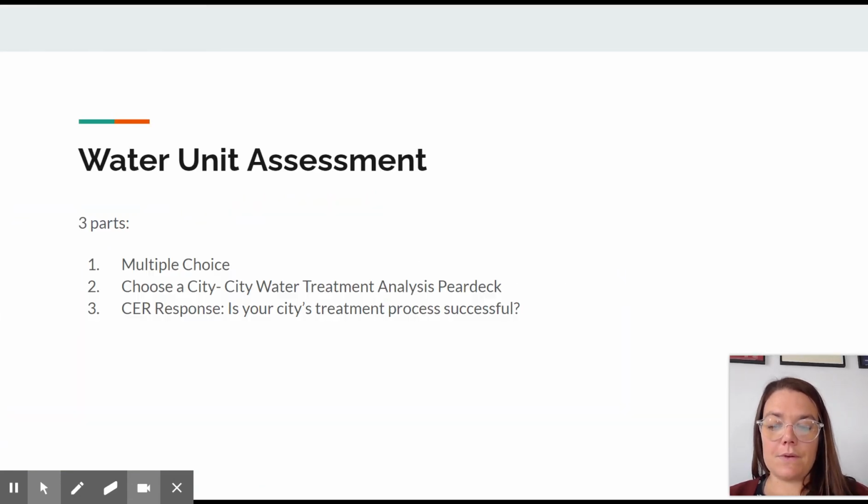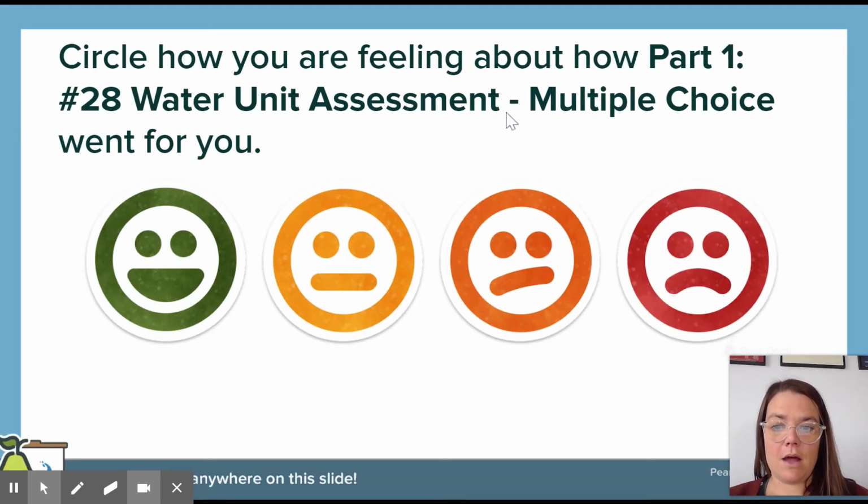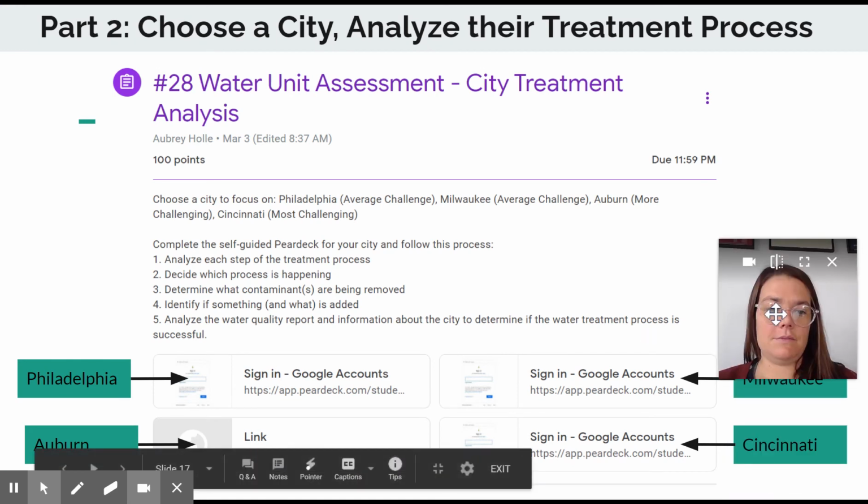So with this water unit assessment, remember there were 3 parts. We're going to just do a little bit of self-reflection about each of those parts today. So the first part was the multiple choice. There was 10 points, 13 questions. 3 of them were bonus, so you could have had up to 13. So let's say, how did you feel about how that multiple choice section went for you? Great.